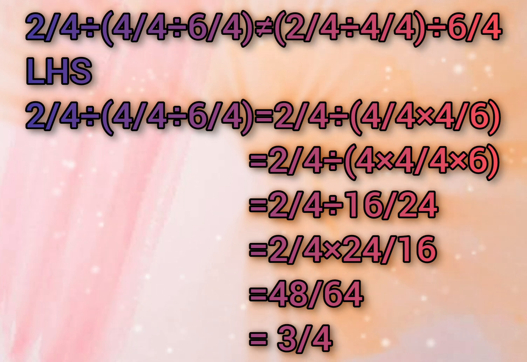Now we will calculate the left hand side, 2/4 ÷ (4/4 ÷ 6/4). Where there is a division sign, we have to change that to a multiplication sign and take the reciprocal of the next number. So we will get 2/4 ÷ (4/4 × 4/6). So we will get 2/4 ÷ (4 × 4)/(4 × 6), which is equal to 2/4 ÷ 16/24, which is equal to 2/4 × 24/16, which is equal to 68/64. When we simplify, we will get 3/4. 3/4 is the final answer of LHS.